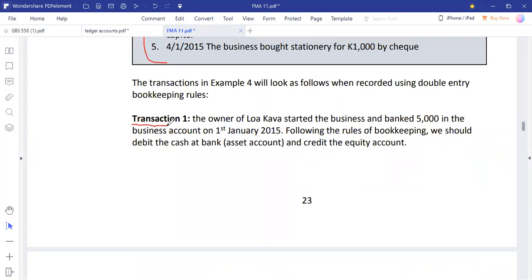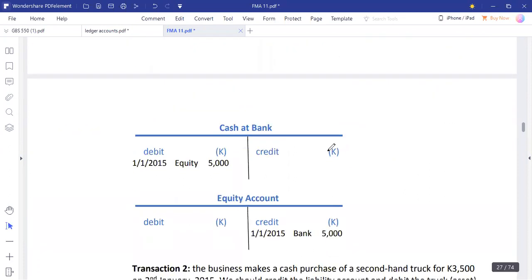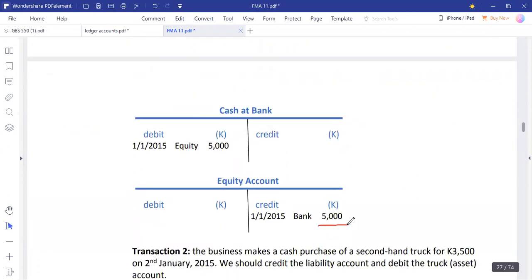Transaction number 1, we're told that Cover started business with 5,000 in January 2015. So the rules of bookkeeping state that cash at bank is an asset and equity is a capital account. So to increase our equity, what do we do? We're going to credit that amount. Then cash at bank, since it is receiving, we're going to debit it. So the title of this book will be the transaction in the book of bank. The bank, we're going to write it as a transaction in the equity account.